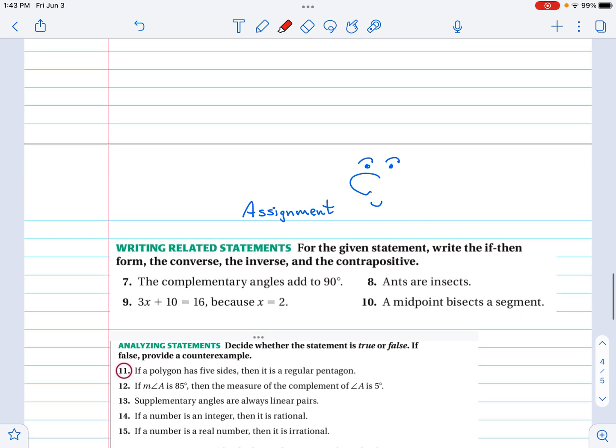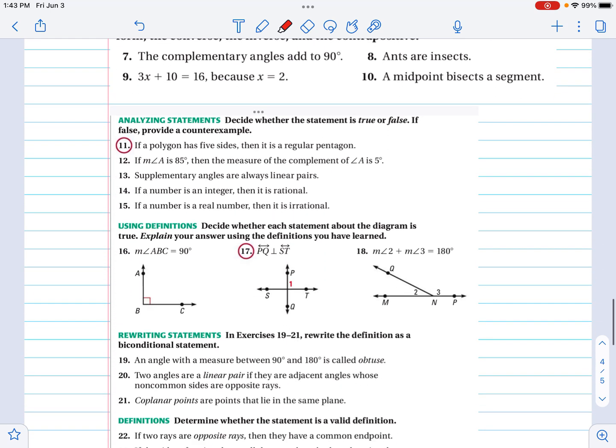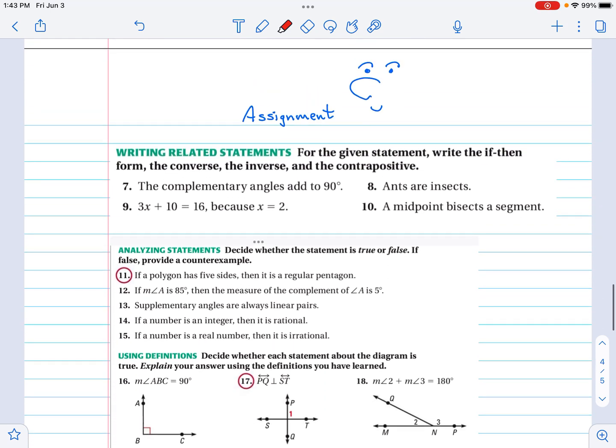So I've got an assignment down here for y'all to explore some of these things and do a little practice.